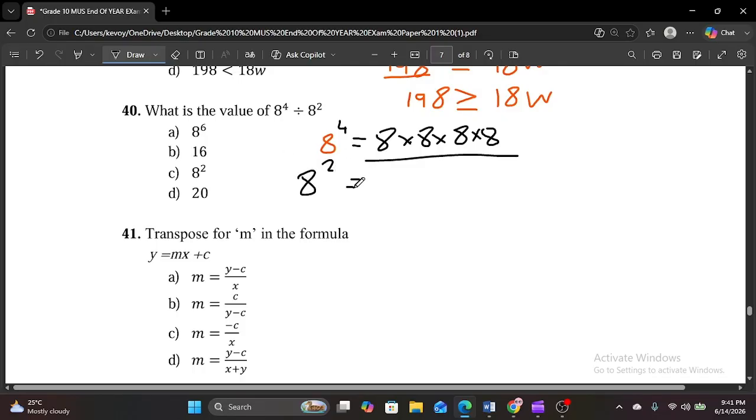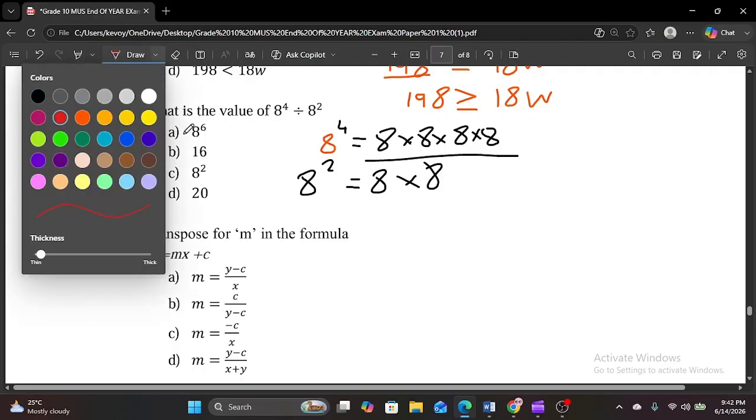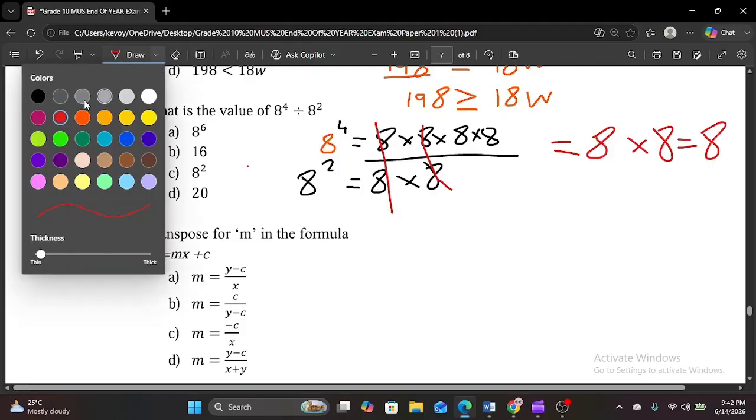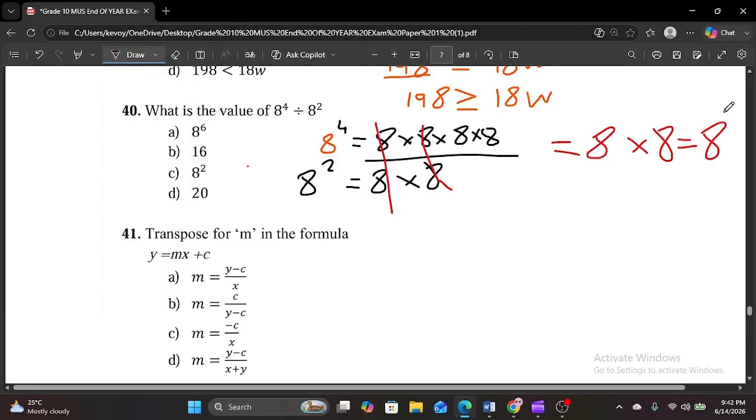That's going to be equal to 8 times 8. You can easily just simplify because of the way the answer is given. So you can just cancel the 8s at the bottom with the top. Then you're left with just 2 8s right here. So you're left with 8 times 8, which is just 8 raised to the power of 2. So your answer is going to be C.